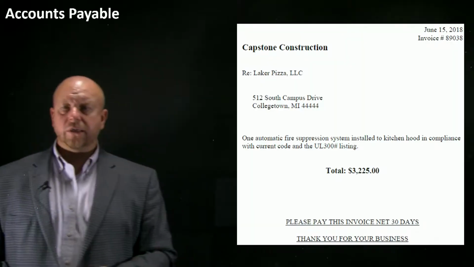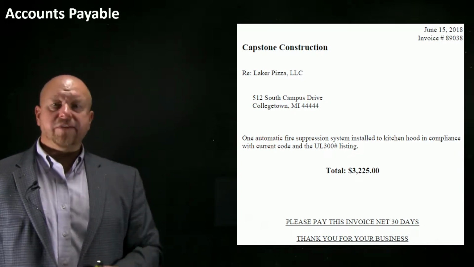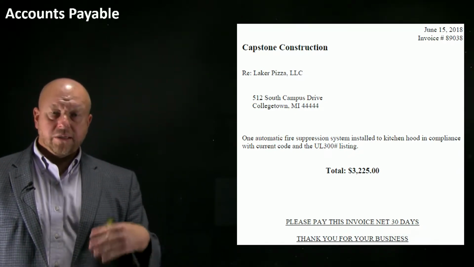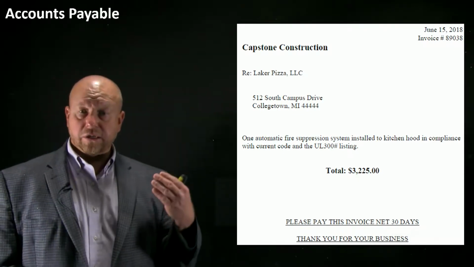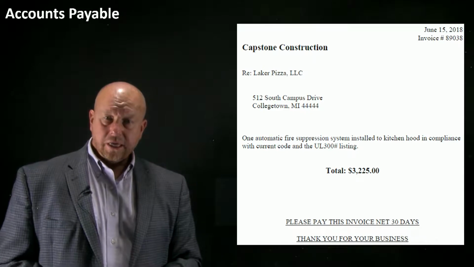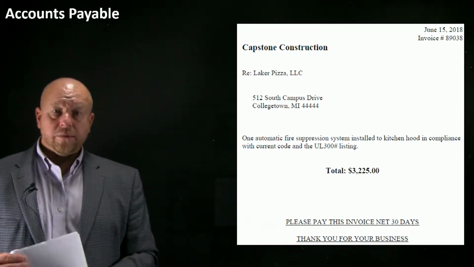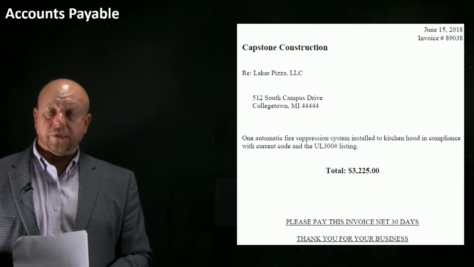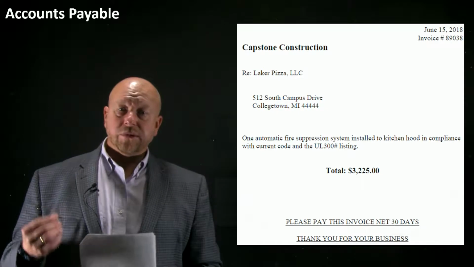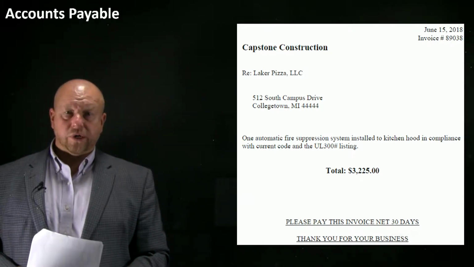So let's just take a look at a transaction here. We've got a company that received this invoice. So what's happening here is this company was in the construction process for a new kitchen for a new restaurant, and Laker Pizza LLC is the name of the company that's purchasing something. Capstone Construction is the name of the construction company. So what we're seeing here is Laker Pizza has received an invoice from Capstone Construction.